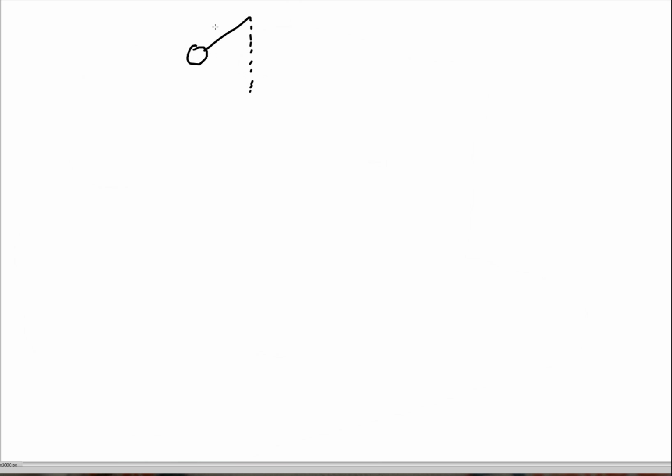So let's say that I know that my pendulum has a length of, let's say, 5 meters. And it swings up to an angle of 25 degrees. And I want to know its max speed. Well, its max speed is going to occur here at this equilibrium position.